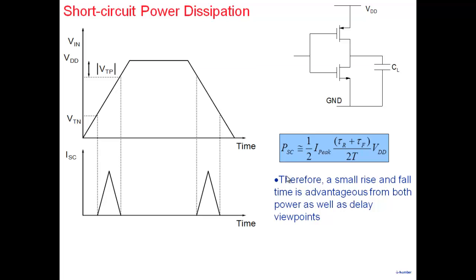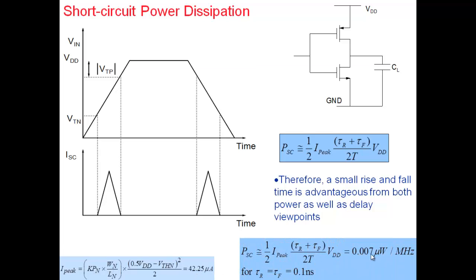What this is saying is that in an inverter, if the rise time and the fall time of the input increase, this contribution to the power dissipation also increases. And so in general, fast rising and fast falling inputs are desirable from this point of view. If I estimate the peak current by saying that the peak value occurs at VDD by 2, once it reaches here, the peak current is about what is given here.